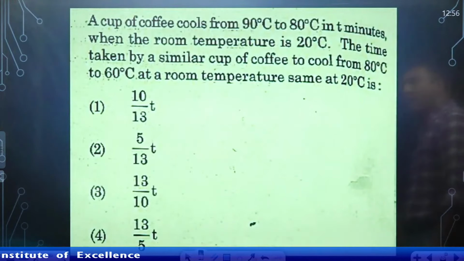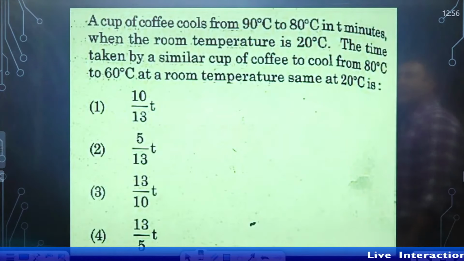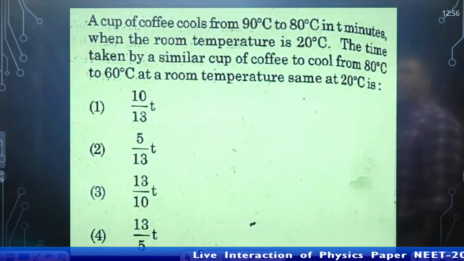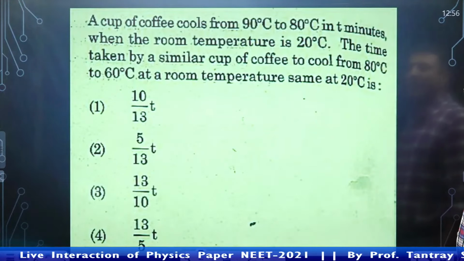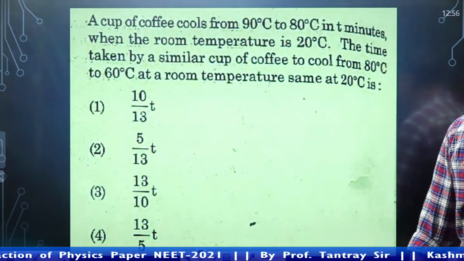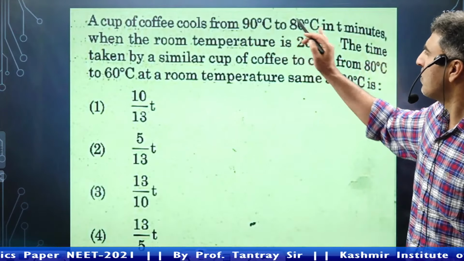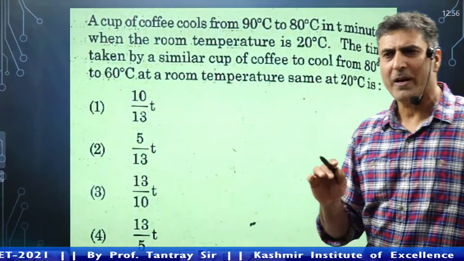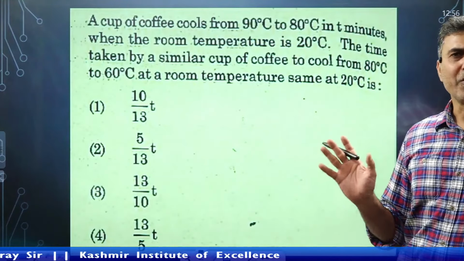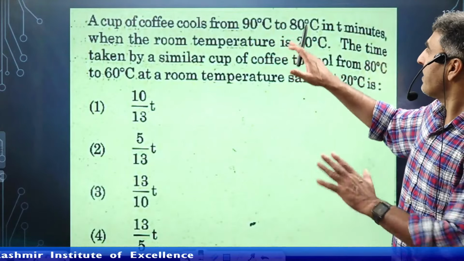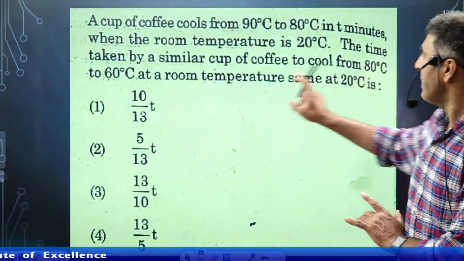Okay. Now, a cup of coffee cools from 90 degrees to 80 degrees in T minutes. When the room temperature is 20 degrees, find the time taken by a similar cup of coffee to cool from 80 to 60 at the same room temperature, 20 degrees centigrade. Here we are lucky enough that the range is very small, and when the range is very small, we don't have to use the big formula of cooling, that log equation. Here the range of temperature fall is small.